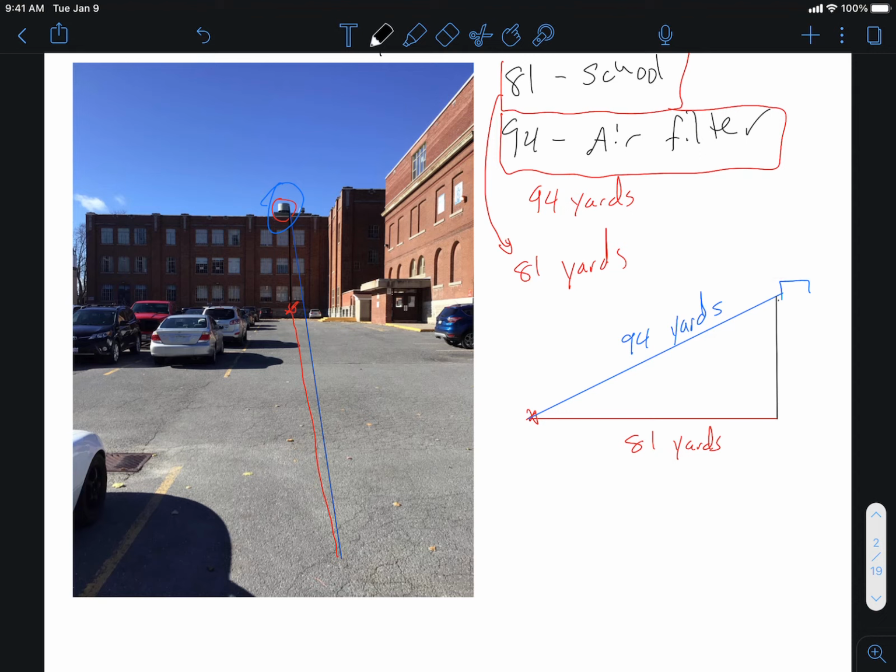The building obviously comes down to the ground and meets at like a 90 degree, right? And so what I've created here is a situation where I'm looking for one particular side length. The question was, how tall is the school? Okay, that's what I wanted to know.